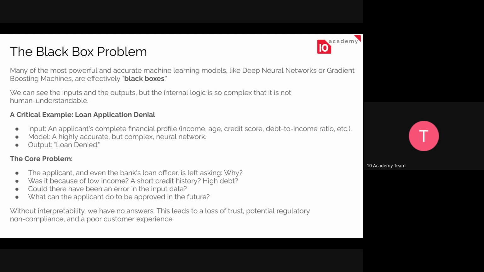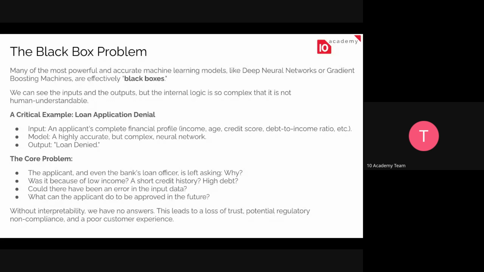So for the white boxes, like for the tree, you can take a look at the decision tree, and you can see why a certain decision is made, or why a certain output is seen. And the same for the logistic regression. Of course, we will see what we mean, but for DNN and gradient boosting machine models, it's not human understandable. You cannot easily understand why a certain decision is made or a certain output is displayed.